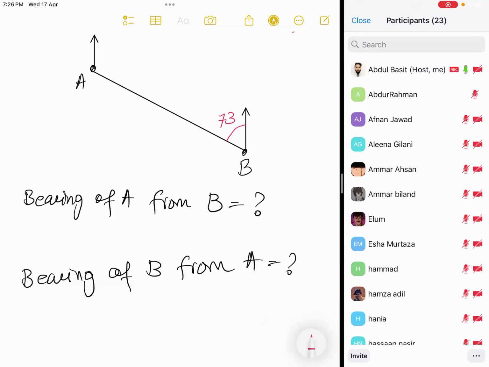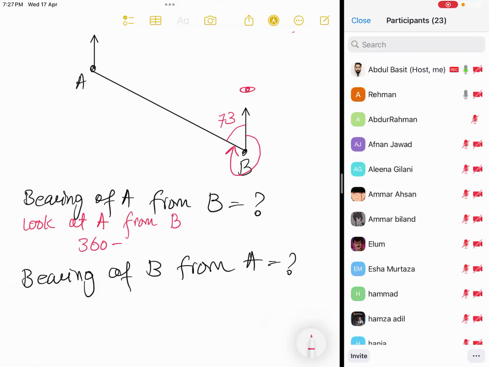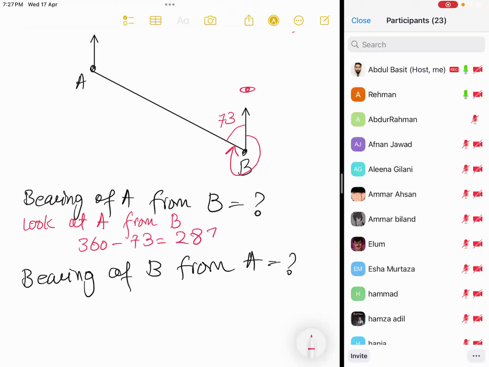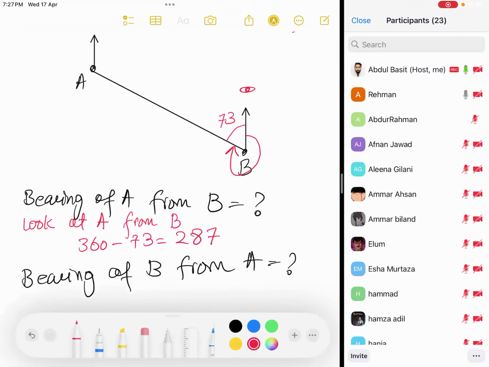Okay, bearing of A from B. So the sentence is look at A from B. So that is my eyesight. I have to move clockwise. So I need this angle. Yes or no? That would be 360 minus 73. 360 minus 73 is how much? 287. Okay.